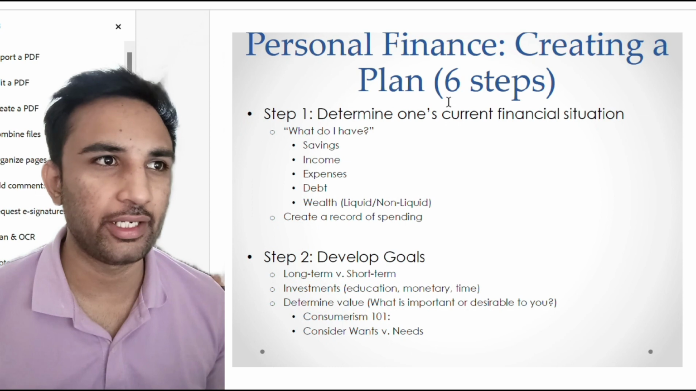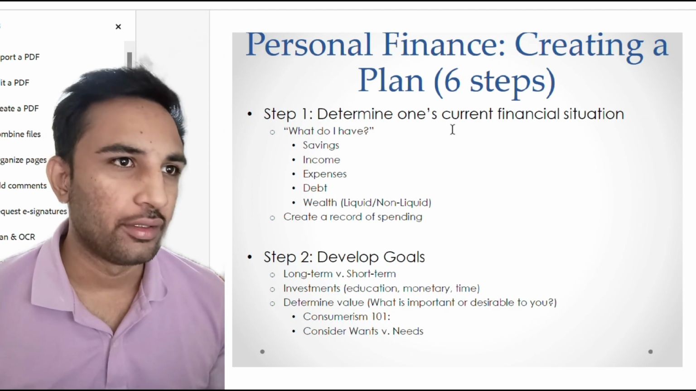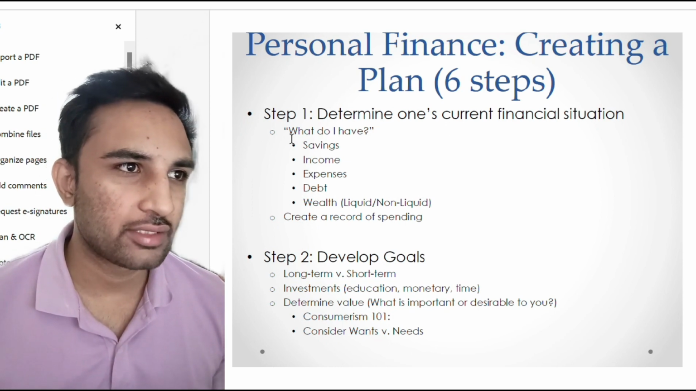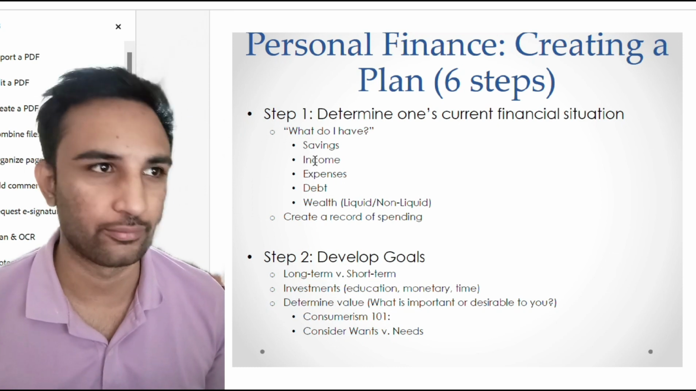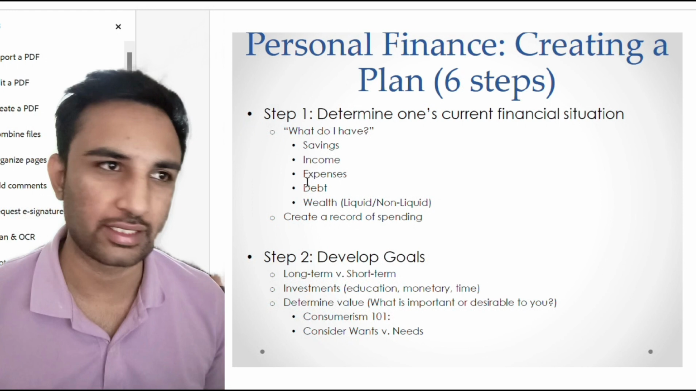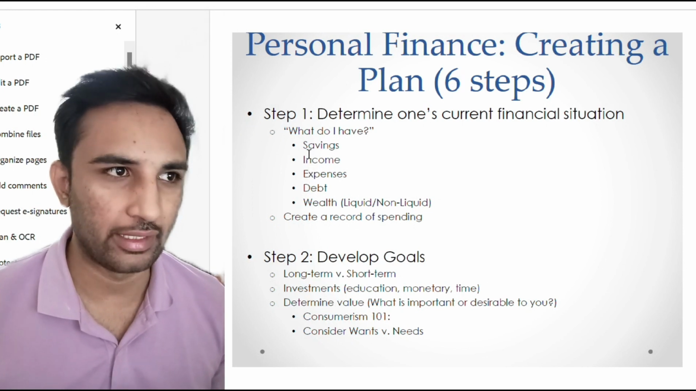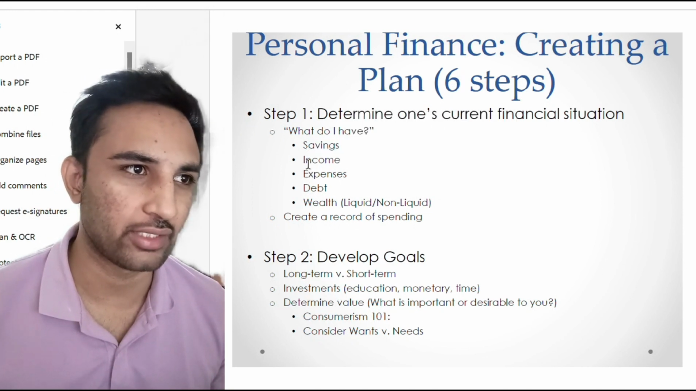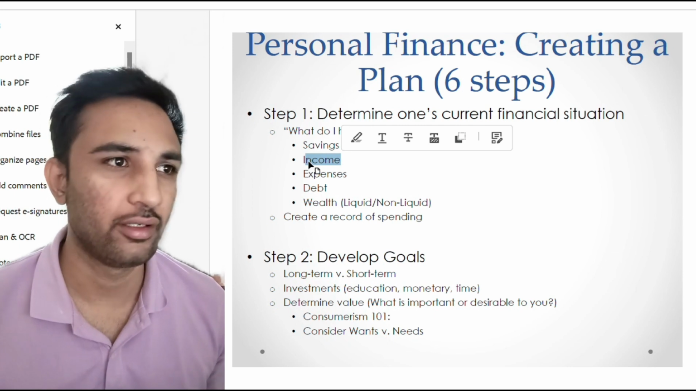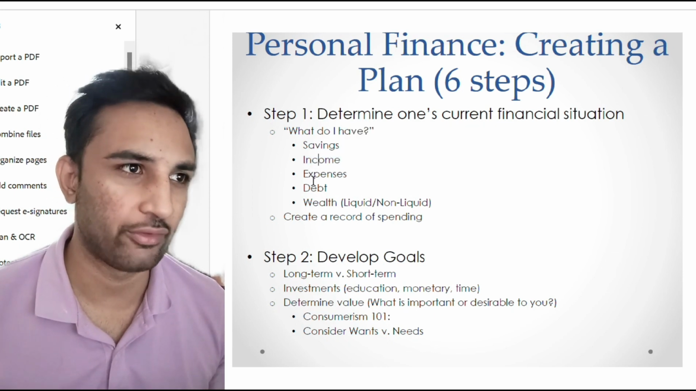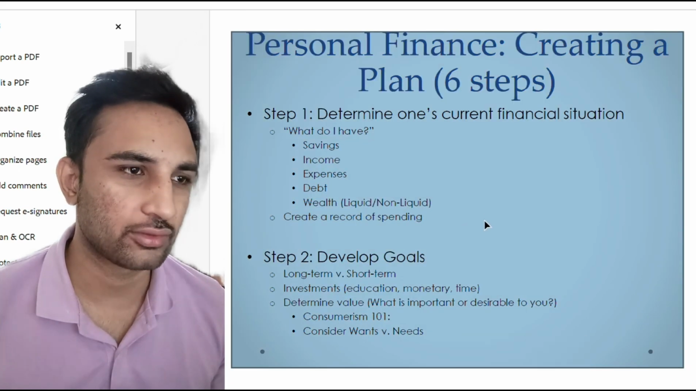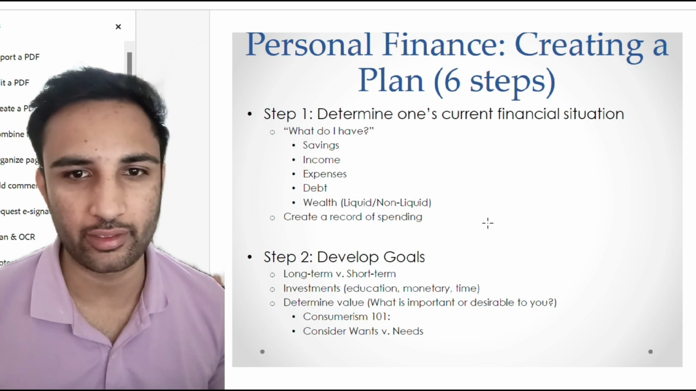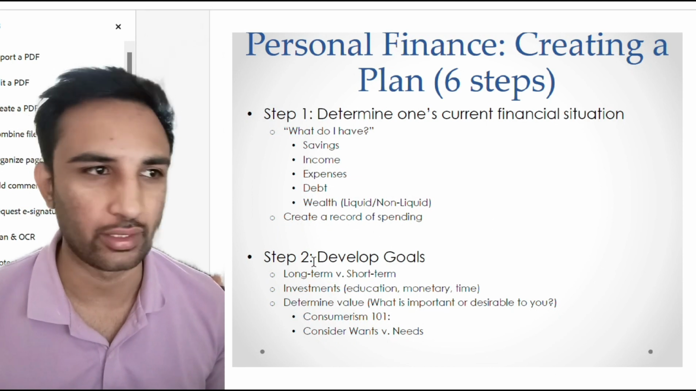Personal finance, creating a plan. Determine one's current financial situation. What should I have? Savings. So what should a person have if he wants to fix his personal finance? He should have money in savings, and he should also have an income source, expenses, debt, and wealth. Create a record of spending. That's how you can start tracking your expenses and your wealth.